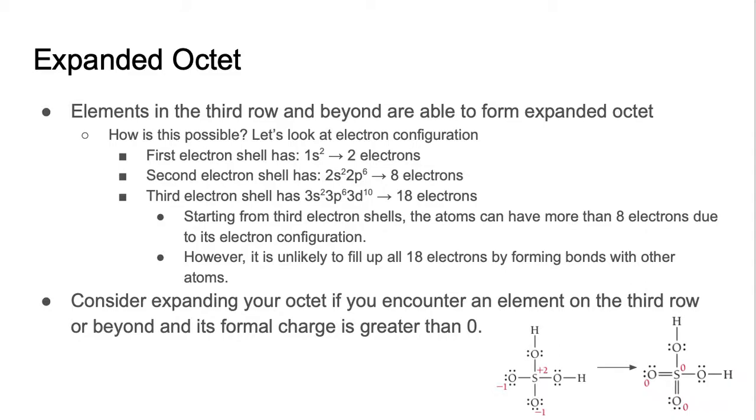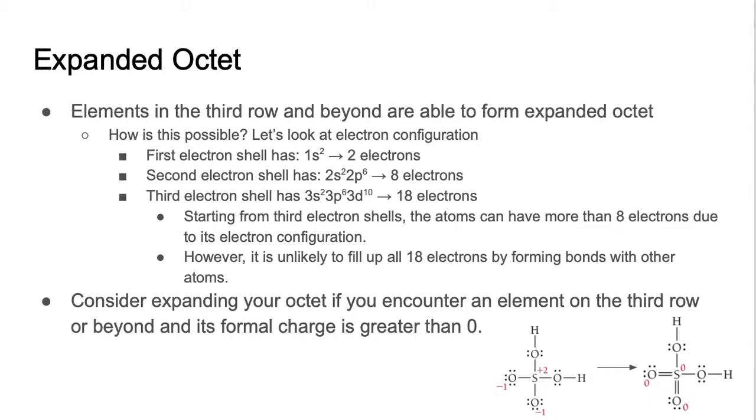The last and probably the most confusing one is expanded octet. There's one important rule which allows atoms to form an expanded octet. The atom or element needs to be in the third row or beyond. So why the third row? This is due to the nature of electron configuration, or how the electrons in each shell are placed in an atom. If you study electron configuration, beginning in the third energy level or third row, the atoms are able to access d orbitals.